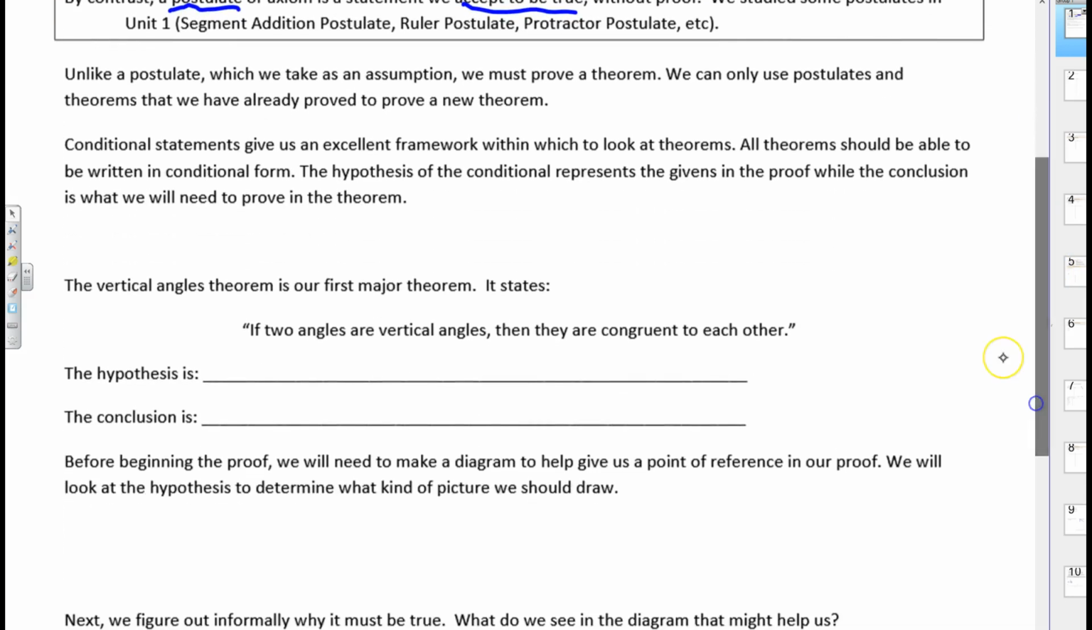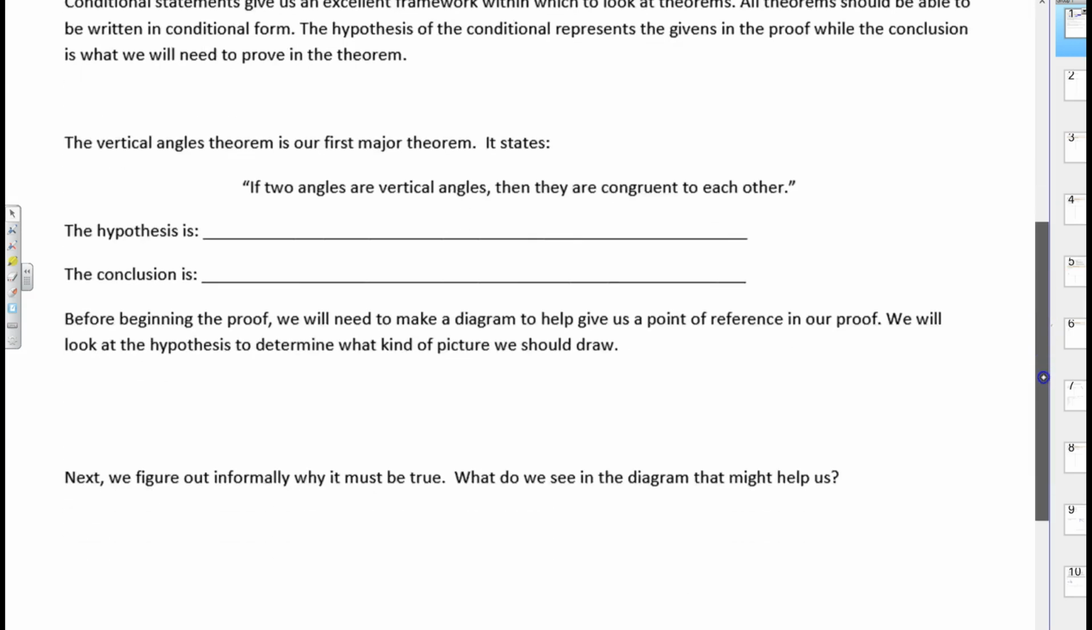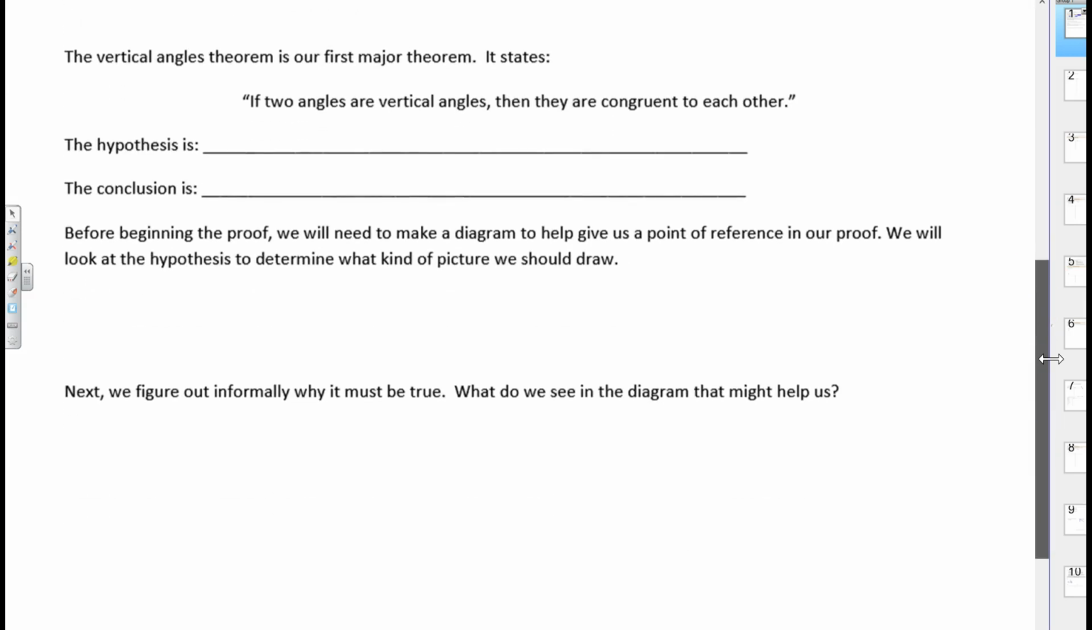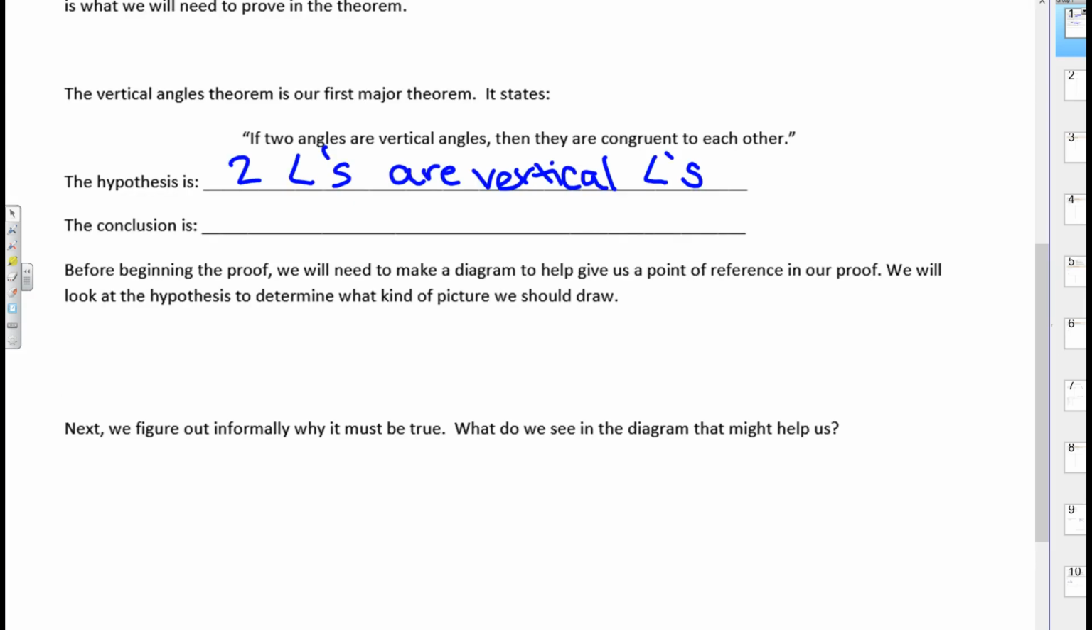Our conditional statements actually give us a great framework within which to look at theorems. All theorems should be able to be written in conditional form. The hypothesis of my conditional represents my givens in the proof, whereas the conclusion is what we need to prove in order to prove the theorem. So for example, the vertical angles theorem states that if two angles are vertical angles, then they are congruent to each other. Well, my hypothesis is two angles are vertical angles, and my conclusion is they are congruent to each other.